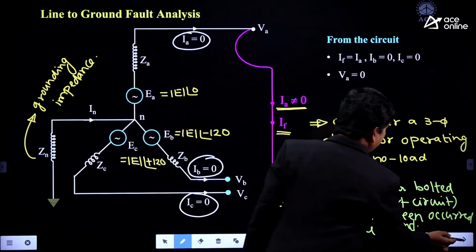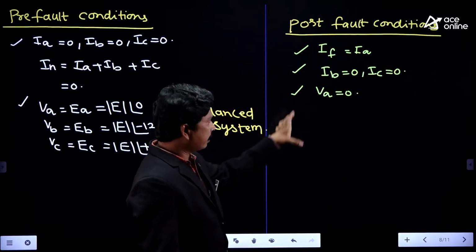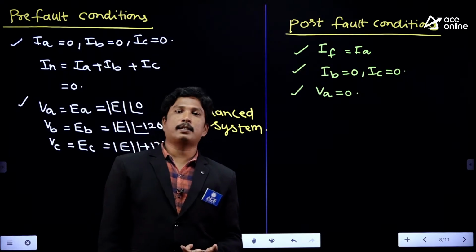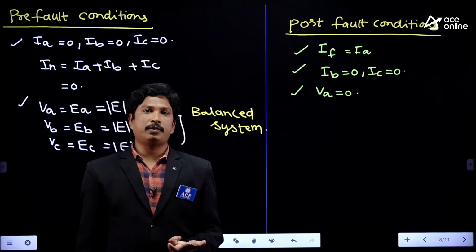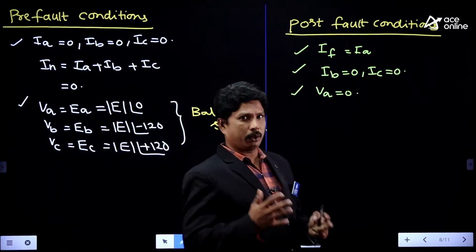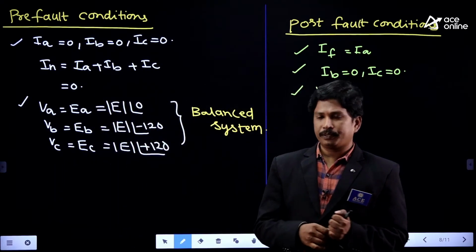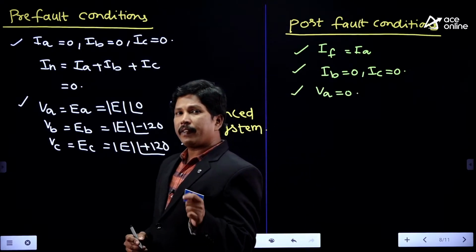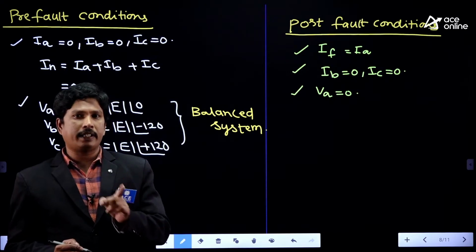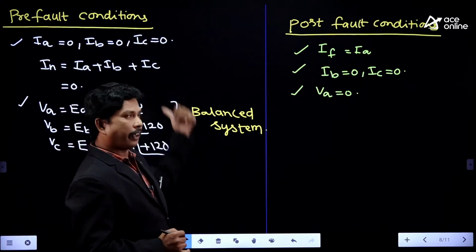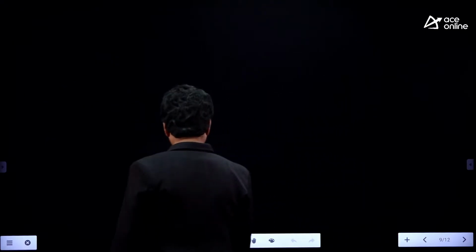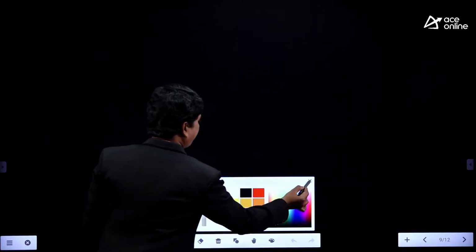And by using these conditions, we are going to calculate the sequence currents, sequence voltages and sequence network of LG fault, and all the required derivations we are going to see. Clear? So first of all, we'll see the sequence current conditions. The sequence current conditions for the LG fault at A phase. First of all, just check here, students.